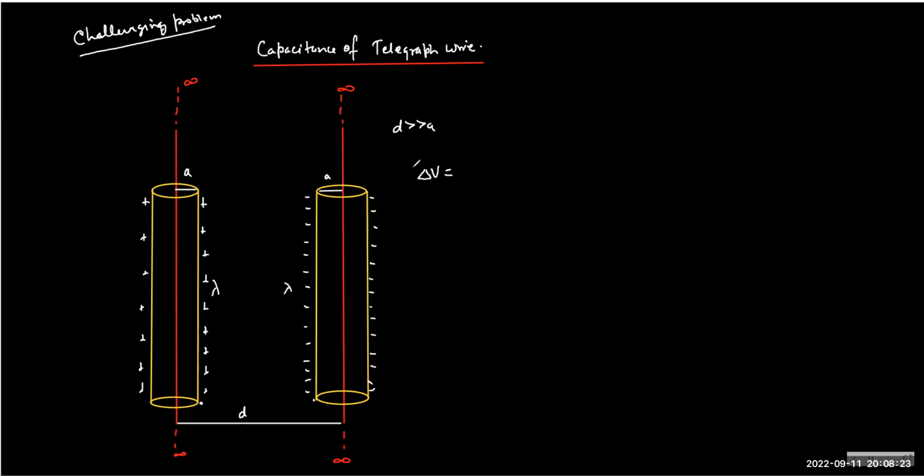So do the same method and tell me what is delta V. Tell me delta V between the two centers. Assume the length as L, and find the capacitance for the length L.